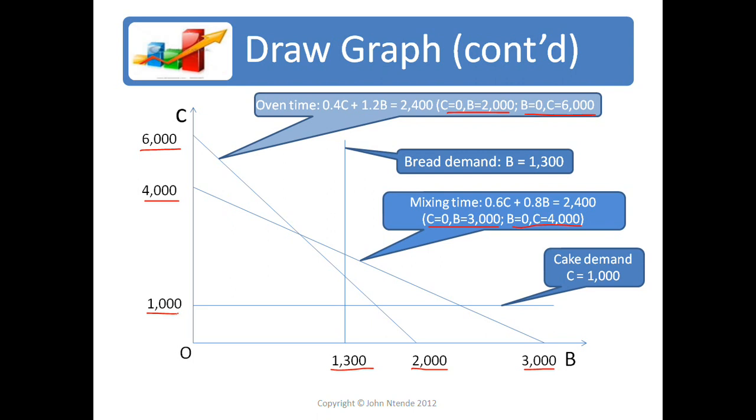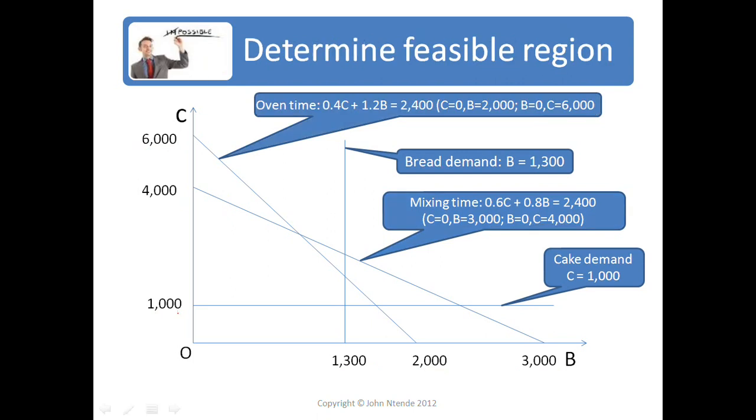Okay, next we need to establish the feasible region. Now we need to shade off the unwanted areas. Now let's start by shading off the non-negativity areas. So we don't want anything less than 0. So anything this side is 0. So this side is definitely unwanted. We don't want anything which is negative.